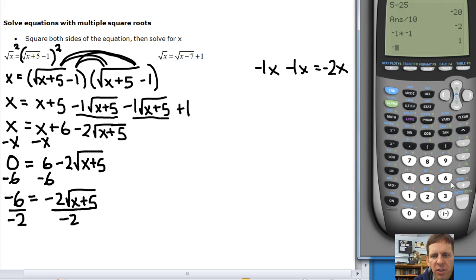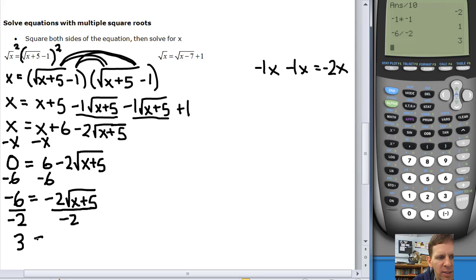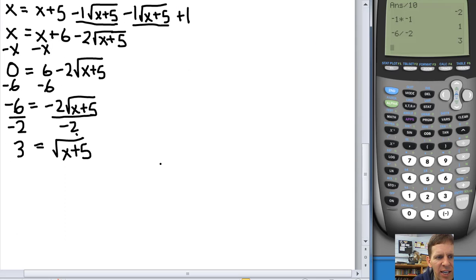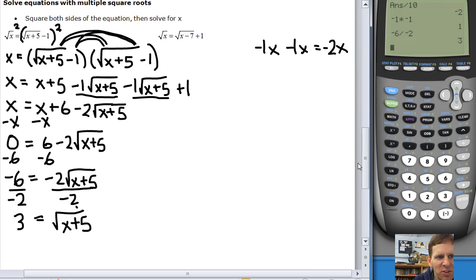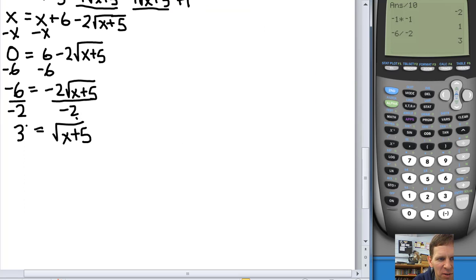If you forgot what negative 6 divided by negative 2 is, a negative divided by a negative is a positive, and that's going to be a 3 on the left side. On the right side, the negative 2's cancel, and we're left with the square root of x plus 5. As to be expected, to cancel out the square root, we're going to square both sides. You might be like, didn't we square both sides earlier? We did. We got to do it one more time here. So we're going to square both sides.